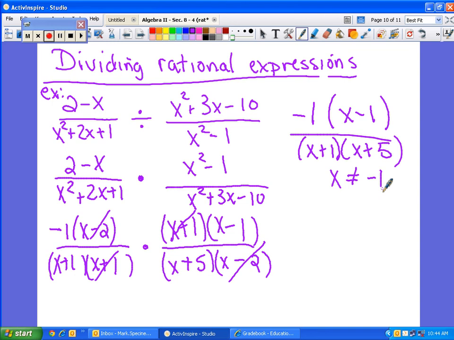So the numerator, I've got my negative 1, but I also have positive 1. So I have plus and minus 1. And then in my denominator, I have negative 5 and positive 2. So x can't be positive 2. X can't be negative 5. All right, so it's not a big twist. But just remember, when you divide, look at both parts of the fraction to get your restriction. Okay, does anybody have any questions?